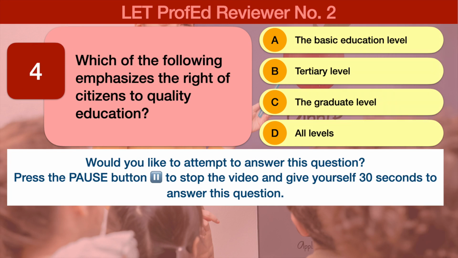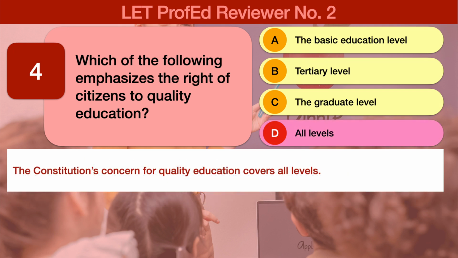Question number 4. Which of the following emphasizes the right of citizens to quality education? A. The basic education level. B. Tertiary level. C. The graduate level. D. All levels. The correct answer is D, because the Constitution's concern for quality education covers all levels.